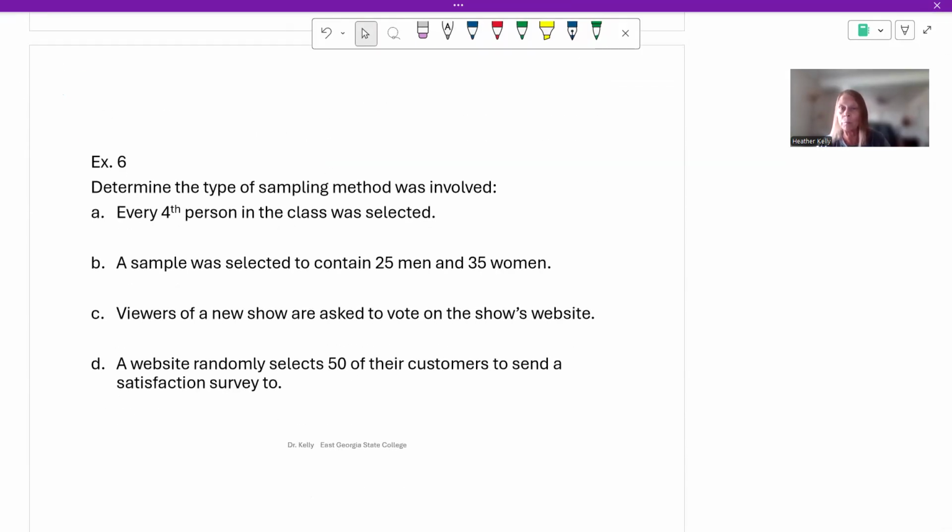Okay, let's see if we can put these ideas together. Let's determine the type of sampling method that was involved here. On A, every fourth person in the class was selected. Well, that is without a doubt systematic sampling.